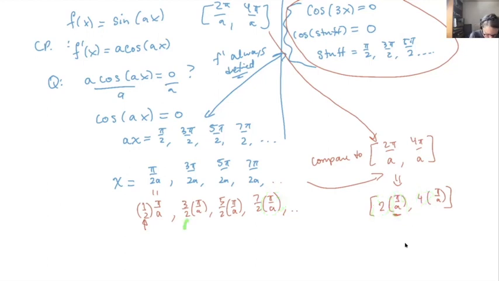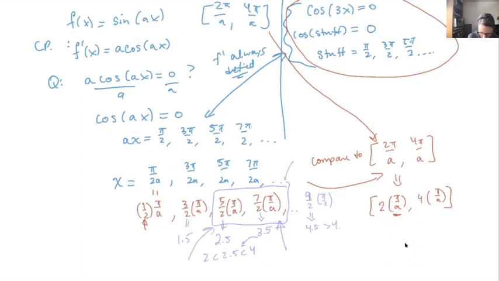So 3/2 is equal to 1.5. That's too small. What's 5/2? Yeah, that one's good. What about 7/2? 3.5. So that one's good too, right? But if we did one more, what's 9/2? 4.5. Too big, right? That's bigger than 4. Okay, so the critical points are these two values here.